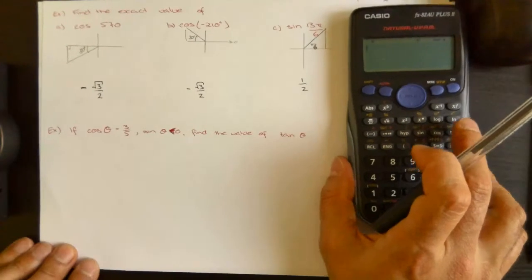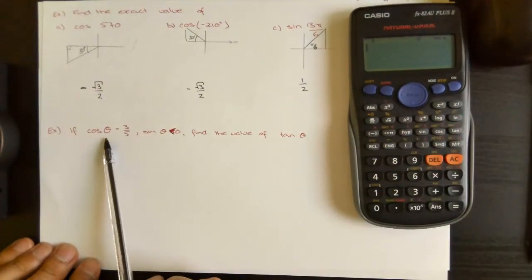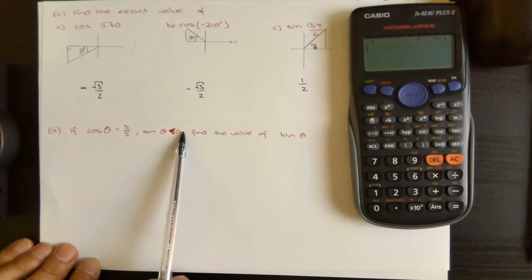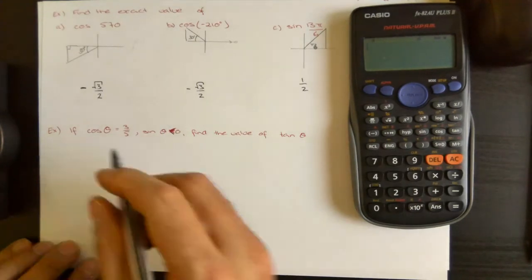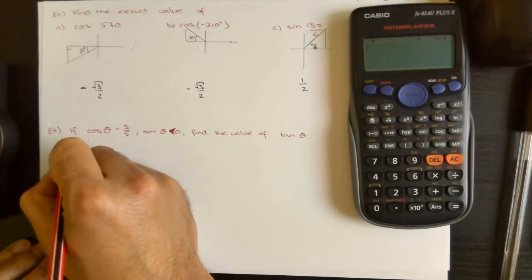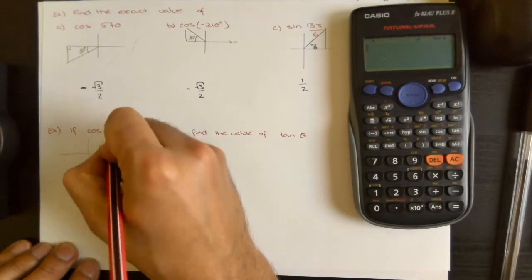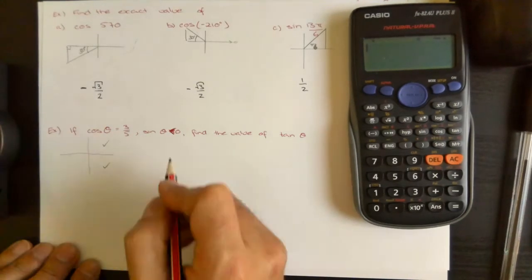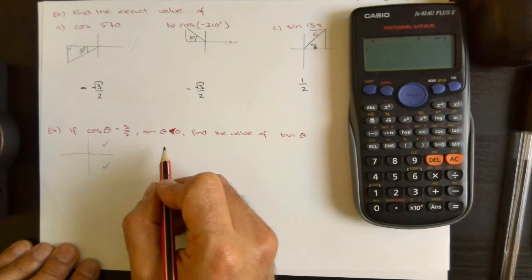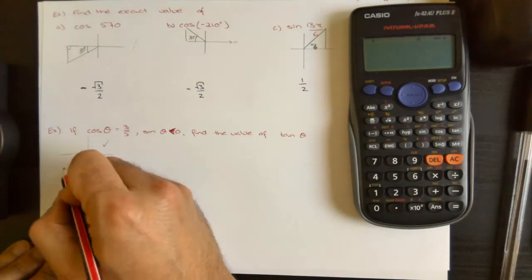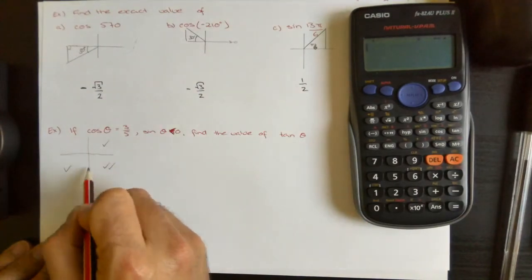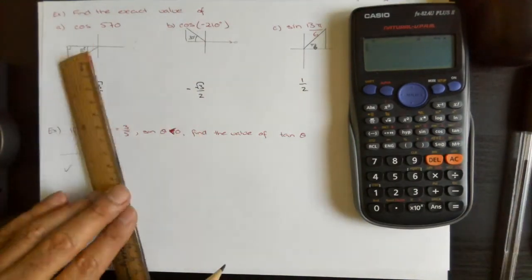Continuing on, we've got: if cos of theta is 3/5 and sine is negative. So we want to know where cos is positive. Cos is positive in the first quadrant and the second quadrant, but sine is negative. Sine is positive here and here, so sine is negative here and here. So we actually are looking at this quadrant, the fourth quadrant.